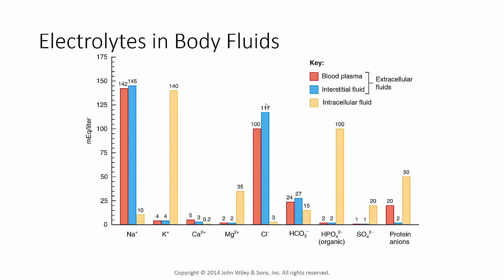Now, plasma contains many proteins which tend to form anions. These plasma proteins stay in the blood. They don't move to the interstitial fluid. And interstitial fluid only contains a few protein anions. And you can see that also here in the chart.